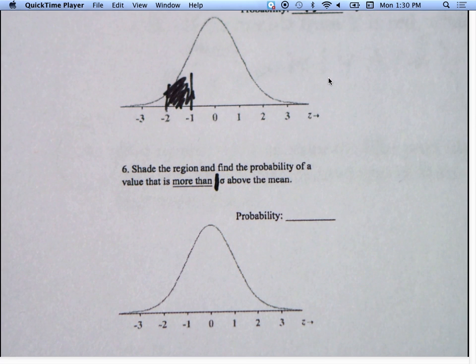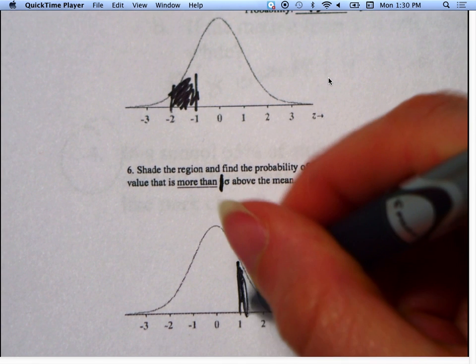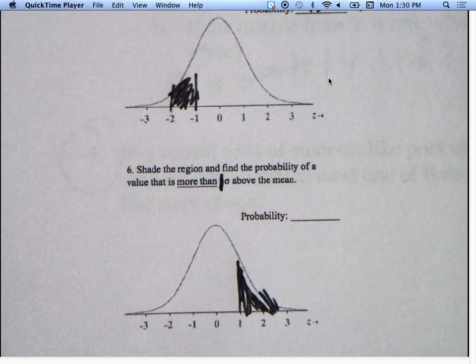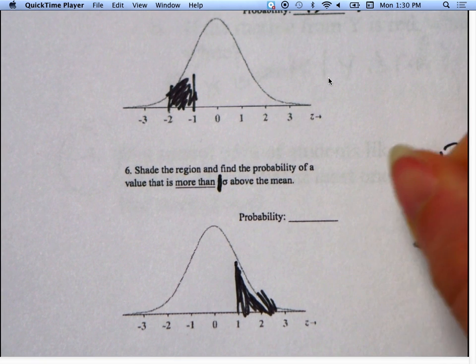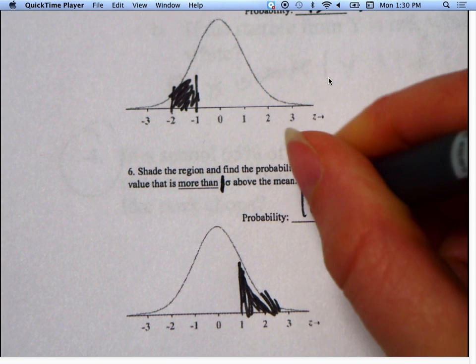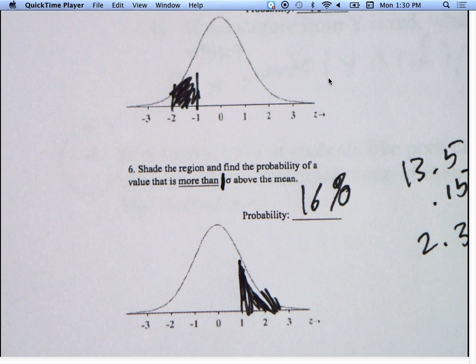You guys ready? Okay. Above the line, like this. And so it's 13.5 plus 0.15 plus 2.35, and it's 16%. Questions, comments, concerns? Okay, your homework looks just like it. Make sure you have the empirical rule in front of you.